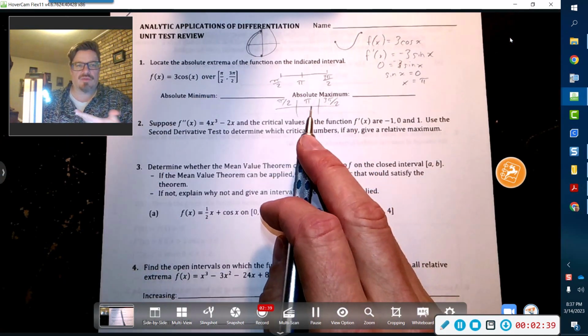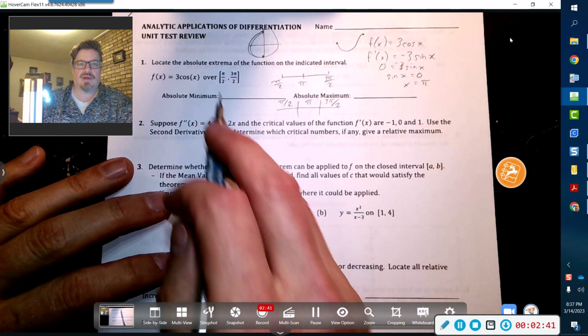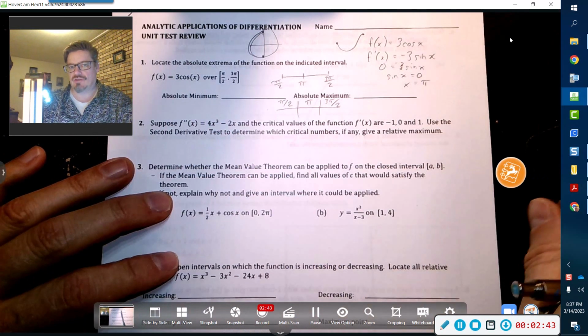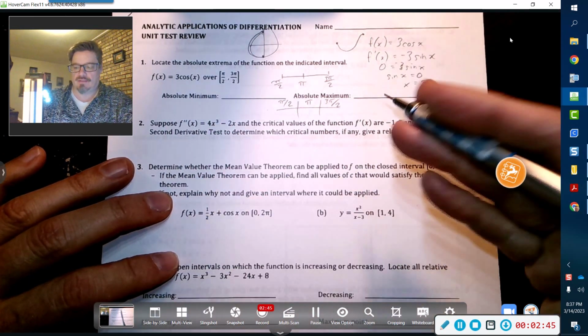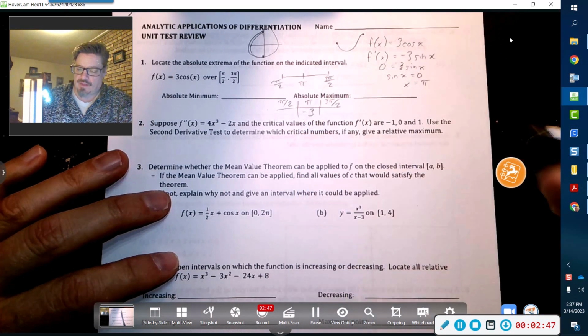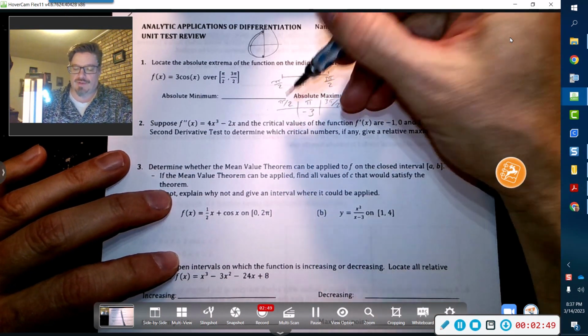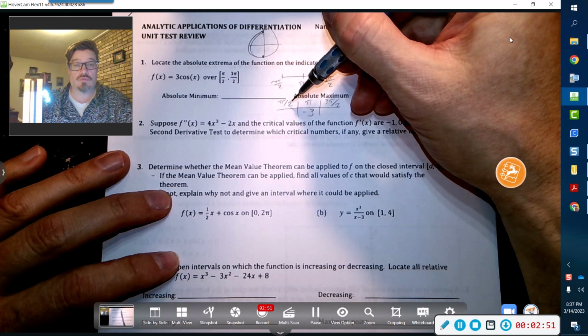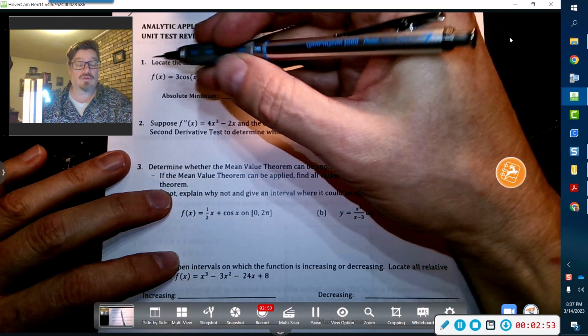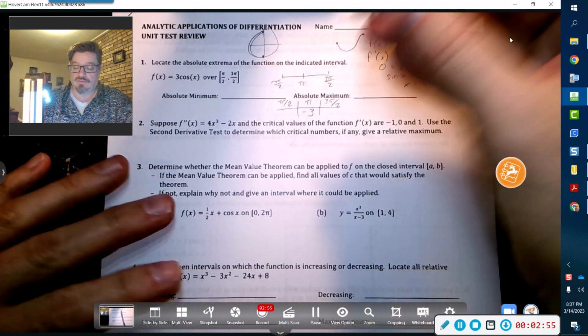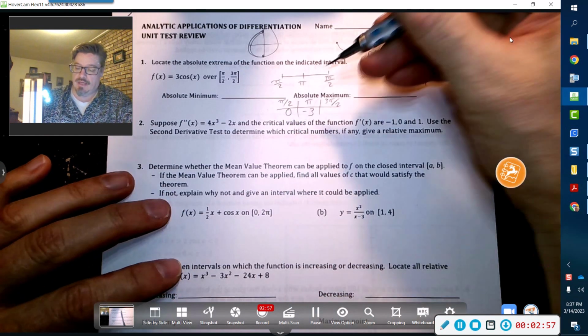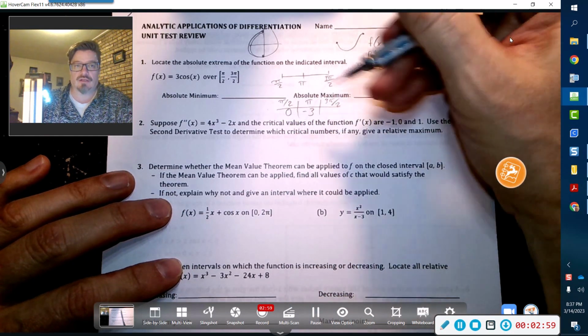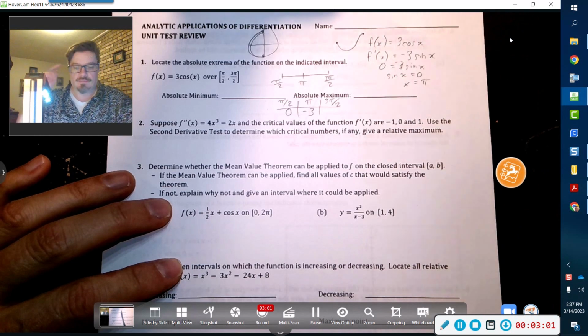Let's start with pi, since we just figured out that it happens at pi. The cosine of pi is -1. -1 times 3 is -3. Go to pi over 2. The cosine of pi over 2 is 0. 0 times 3 is 0. And then for 3 pi over 2, the cosine is also 0, so 3 times 0 is also 0.